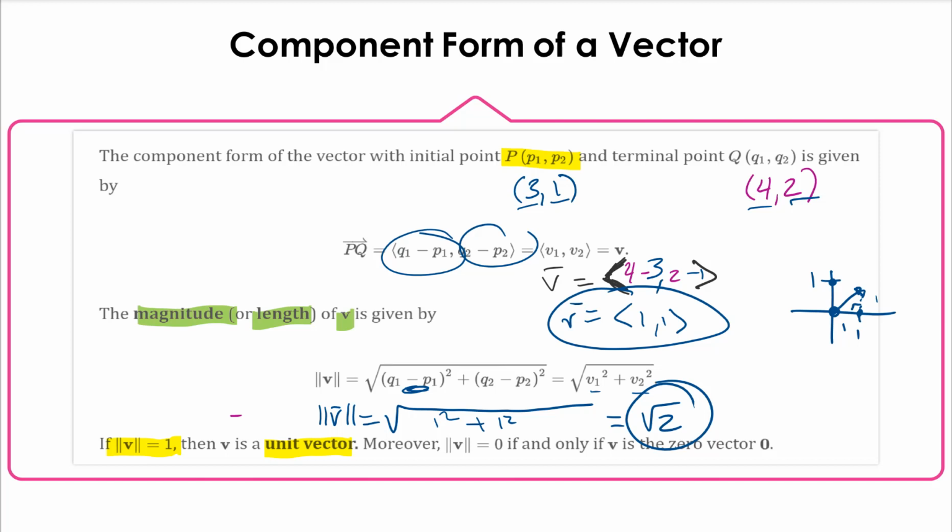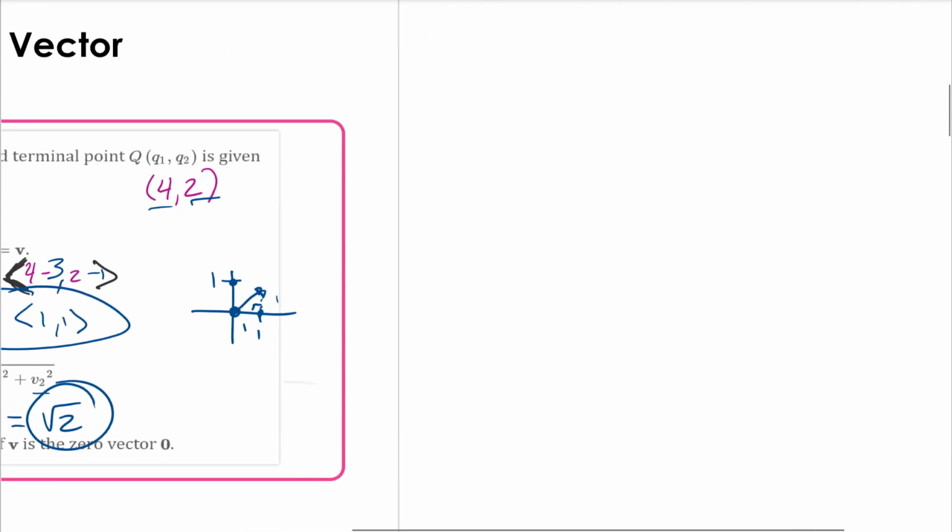Going back into yellow. When you get a length of 1, we call it the unit vector, just like the unit circle. It's like that might be tied together. So component form, let's do one quick example.